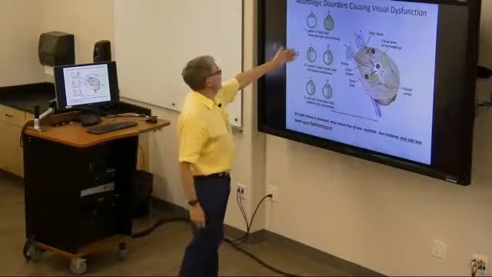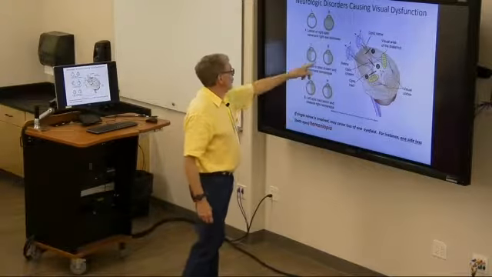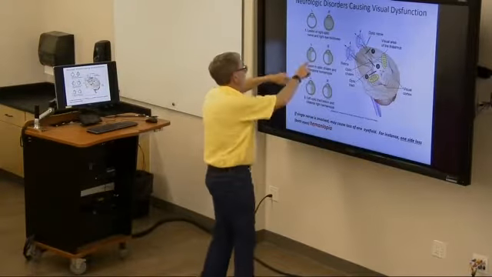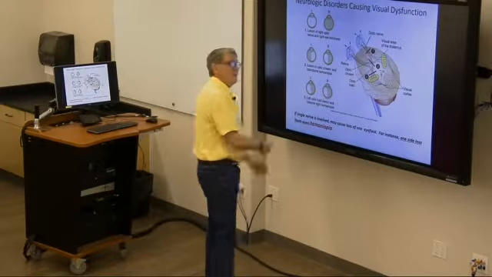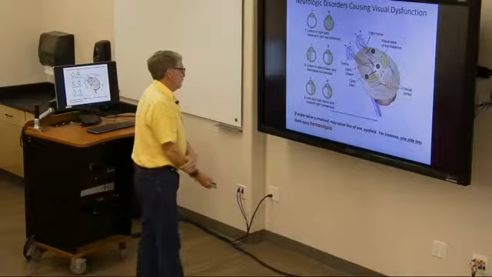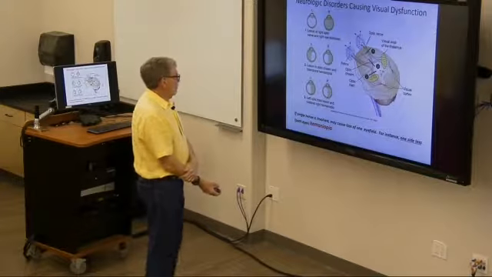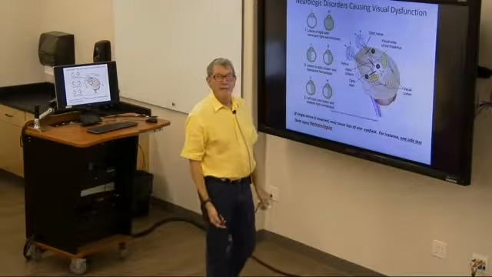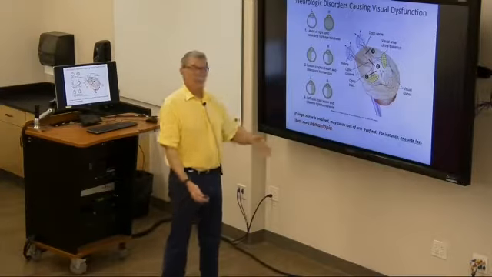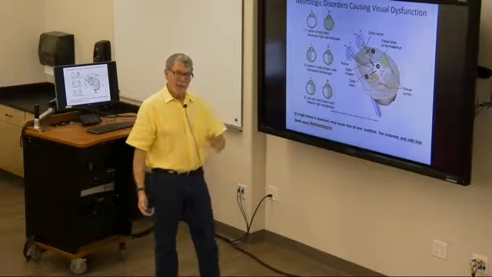So you could lose an entire eye, you could lose this half and that half, or you can lose the whole right or the whole left. Hemianopia means you've lost one side. Hemi, remember, means one side, like hemiplegia.